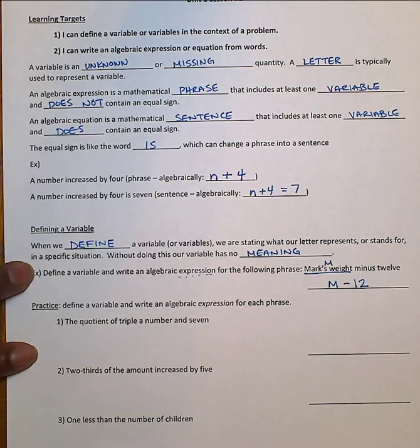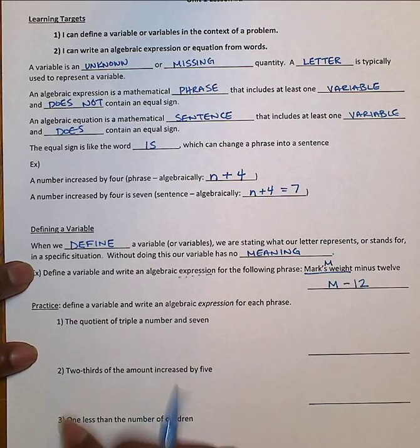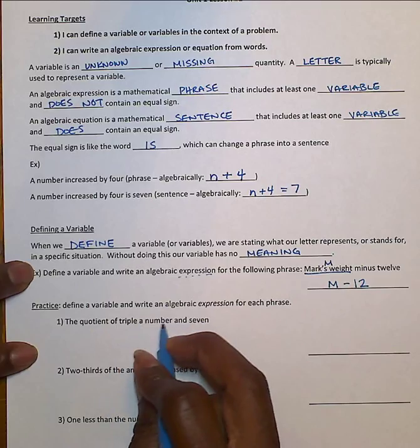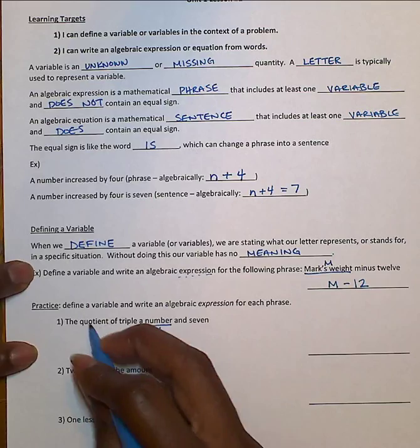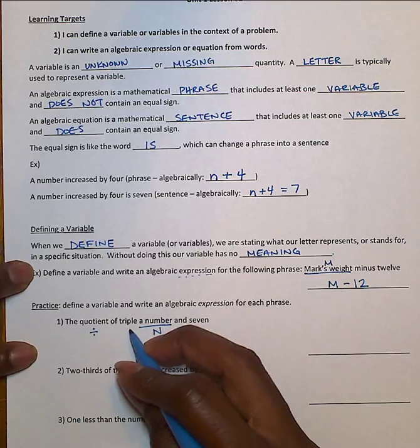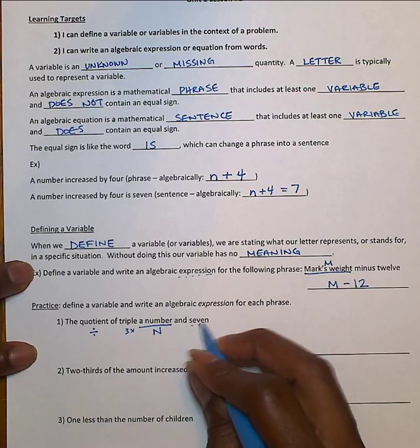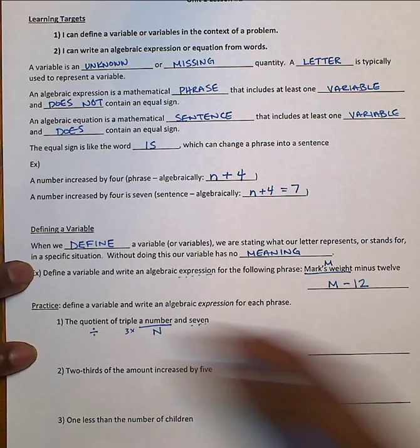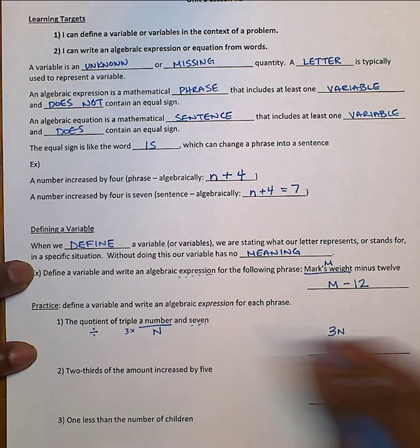Alright, so here's a practice that says define a variable and write an algebraic expression for each phrase. The quotient of triple a number and 7. So again, the thing that we don't know is a number, so I'm going to write n. Quotient means division. Triple a number means we're multiplying by 3. And 7 is what we're dividing by. So I can write triple a number, 3n, and divide it by 7.